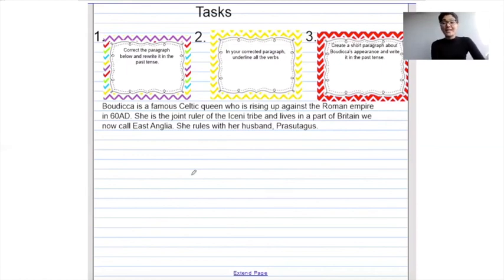Past tense is what has already happened. So make sure that you are writing in the correct tense. And always, always, always look back at your work and make sure that you are checking for spelling, checking that you've got the correct punctuation and your capital letters, and make sure that it's written in the same tense the whole way through.